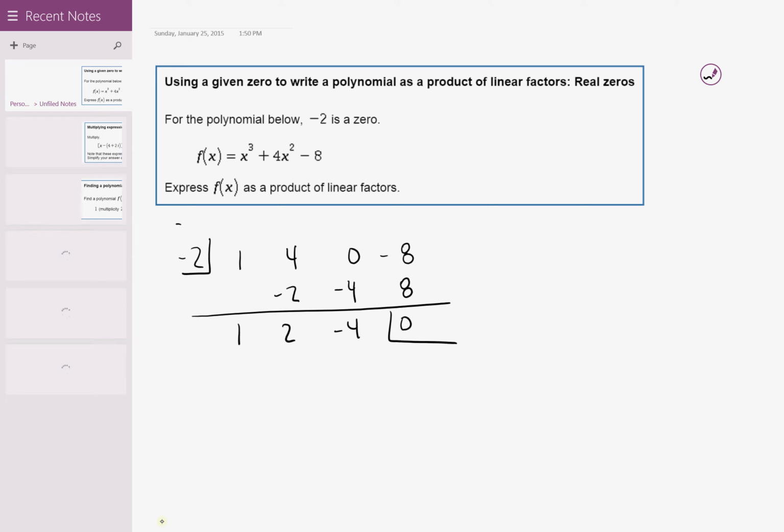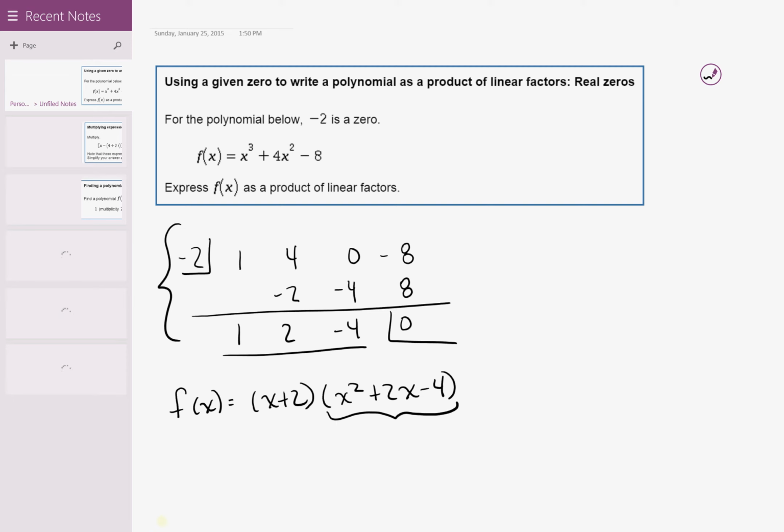Okay. What this information tells me is that f of x is equal to x plus 2. Remember, this is x minus c is our factor here. And then this is x squared plus 2x minus 4. Remember, these are abbreviations. They're the coefficients from a polynomial expression. And then this I have to factor.